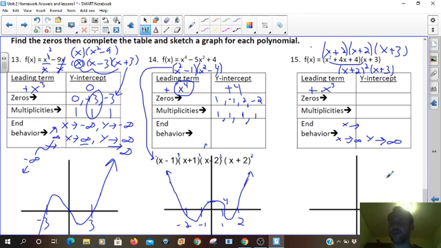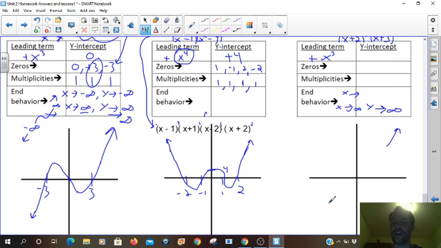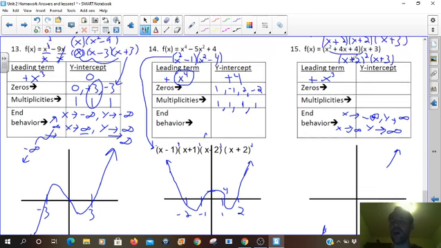Hopefully you watched some of my other videos with that. So there's our positive going on, and that means that down here, as x goes to the left, negative infinity, y will go, wow, sorry, it's hard to do with the mouse. As x goes to the left, negative infinity, y goes to negative infinity, because we're doing a positive x to the 3rd power for our leading term.